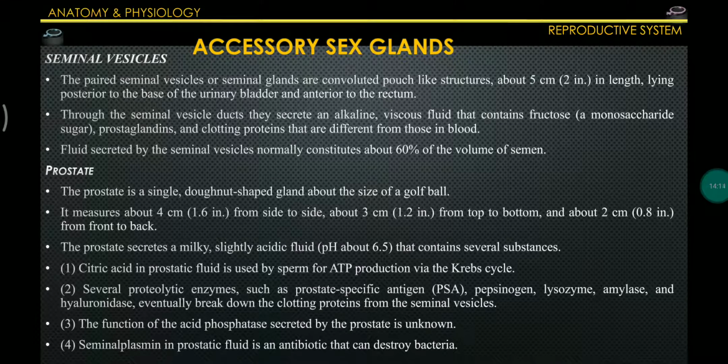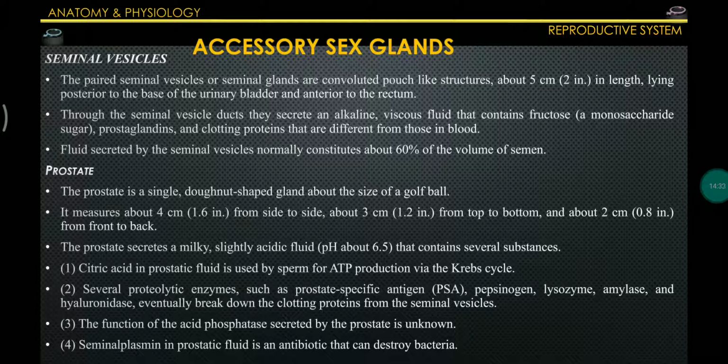Accessory sex glands. Accessory sex glands are the seminal vesicles, prostate gland, and bulbourethral glands. Seminal glands produce a major portion of the semen. It is present at the base of the urinary bladder and anterior to the rectum.